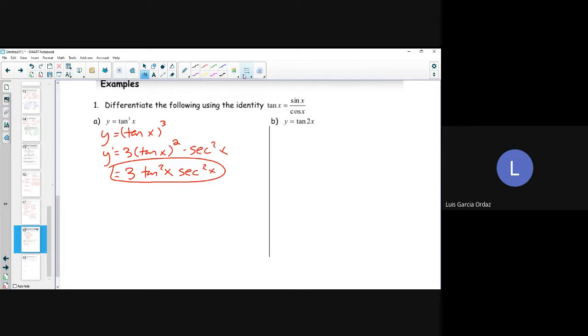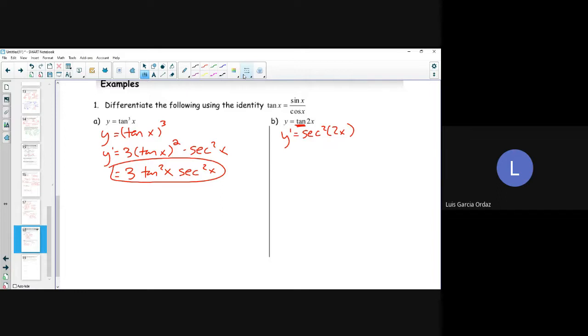Okay, again, remember the power is just written as that notation, okay? You can write it as tan x all to the power of 3 if you really wanted to. So for the next one, I have tan of 2x. Remember basic trig functions. So remember, I need to take my derivative of tan first, which I know is secant squared x.